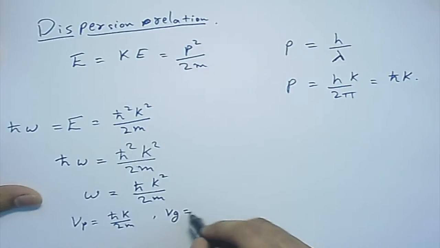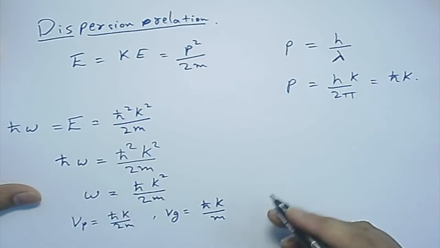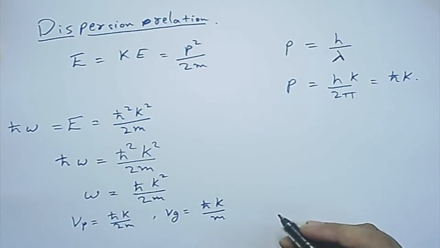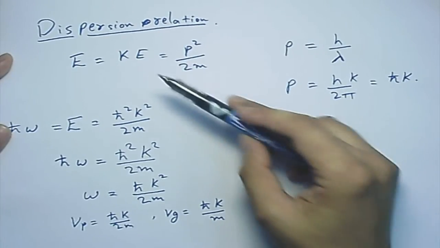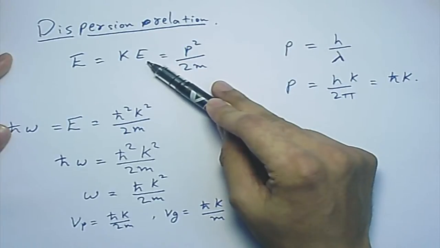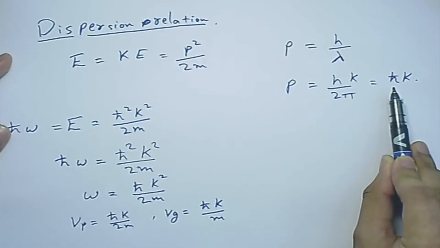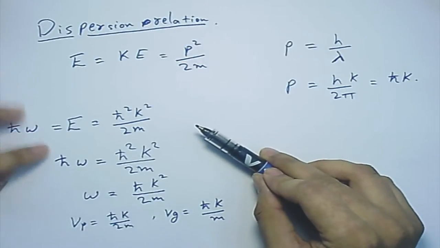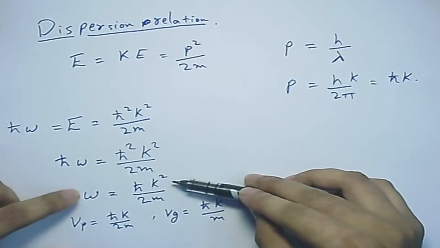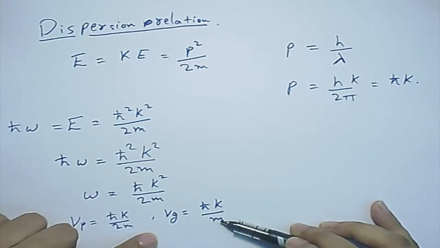And group velocity would be h cross k over m, since the derivative would take out the 2. All right. So this is one relation that we have found using the energy being related just by the kinetic energy, and then inputting the momentum as h cross into k, and the energy as h cross into omega. We found the omega versus k relationship, and then we found the phase and the group velocities.